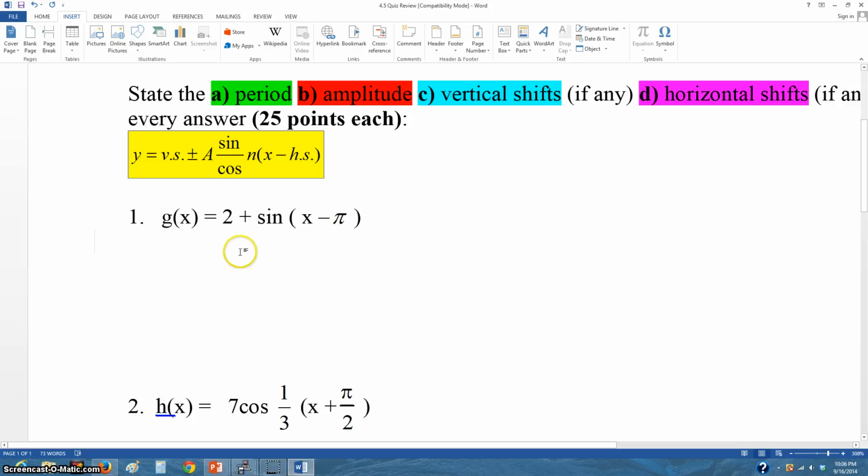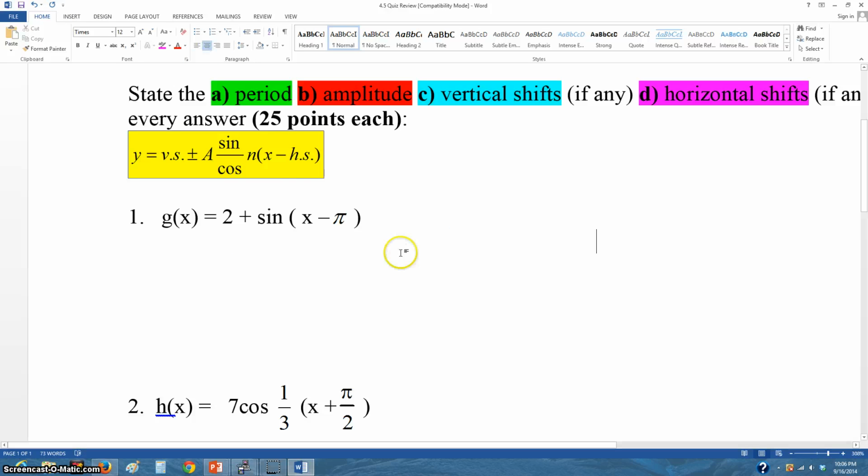The period, and it sucks that I can't do it the way that I want it to, but that's okay. Period is equal to 2 pi over n. I don't like to do it that way, but that's fine. So we have 2 pi over, in this case, n is right here, and even though you don't see it, it is a 1. So we have 2 pi over 1. So here my period would be 2 pi.